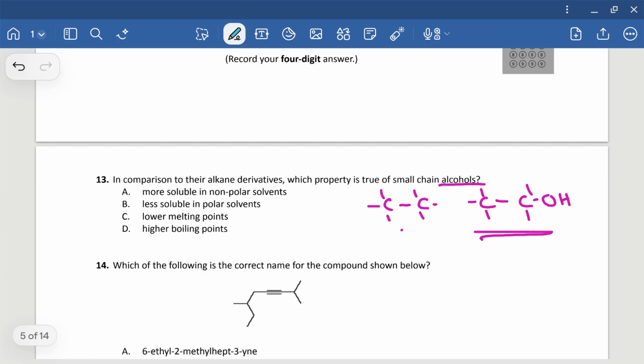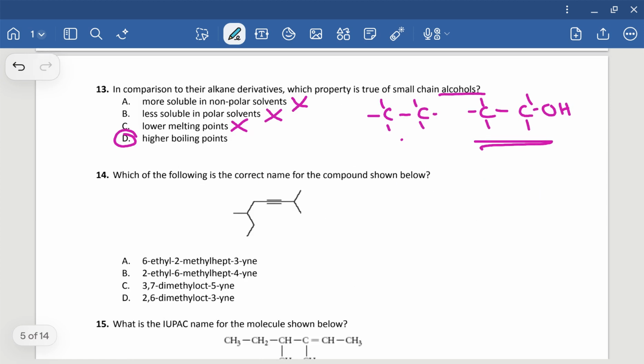So when we're looking over answers, it looks like the best one is A. So going through it, more soluble in nonpolar? Well, that's not true, because you have to dissolve in the same. Less soluble in polar solvents? That's not true. It would be more soluble. It would have higher, and so that's the only one that worked out for us.